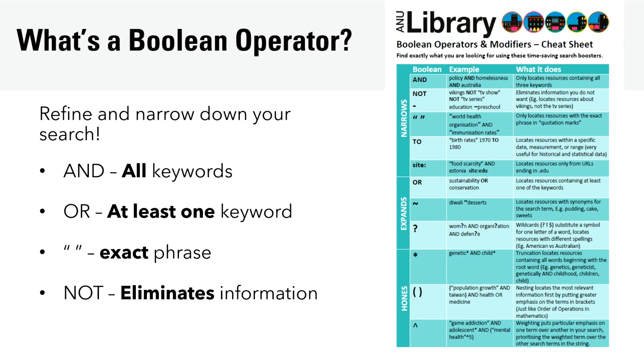Quotations are used for exact phrases. So if you're looking for information on specifically generative AI and do not want results for other kinds of AI or machine learning, then you would want generative AI in quotations.